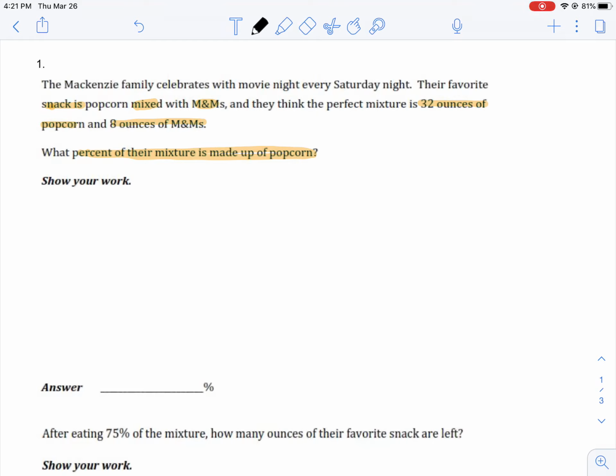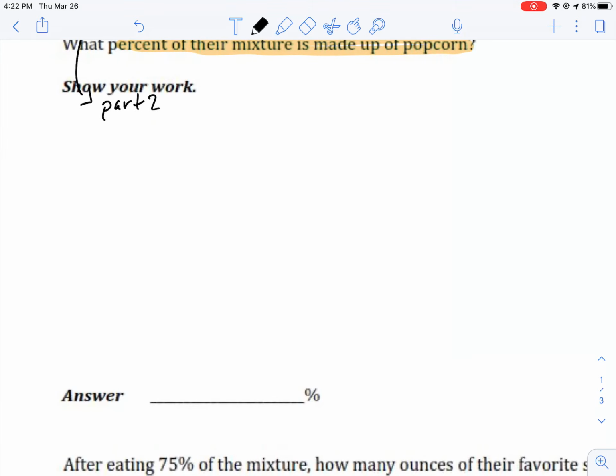We have two parts. The first part is popcorn. And their second part, so actually the first part is M&Ms. So we have part 1. And the second part is the popcorn. Part 2. Now, let's make sure we are annotating all of our information in an organized manner.